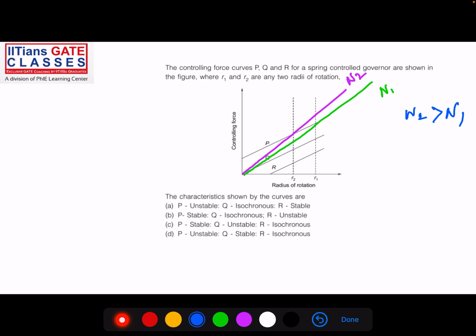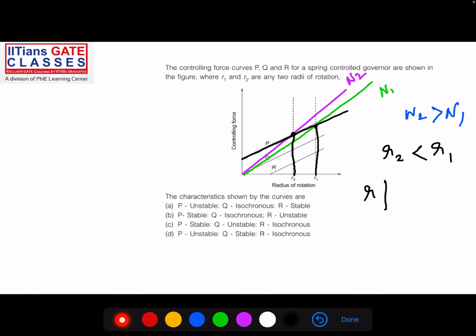So let us see for the curve P. You can all see the curve P. Basically this is R2, this is R1. We can see that R2 is smaller than R1. So what has happened here? The radius increases, or let me say the radius increases from R2 to R1.